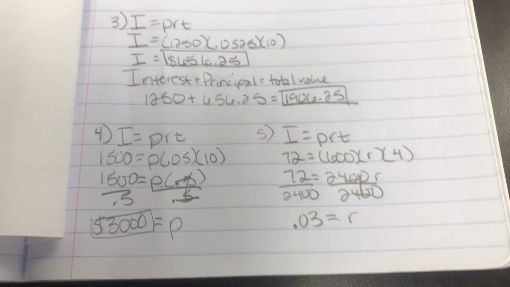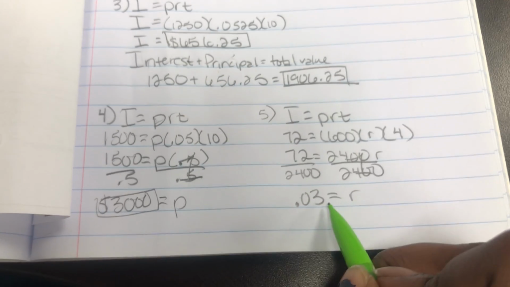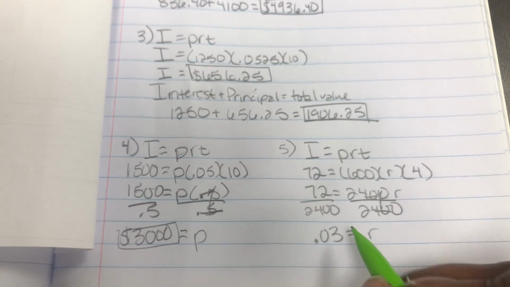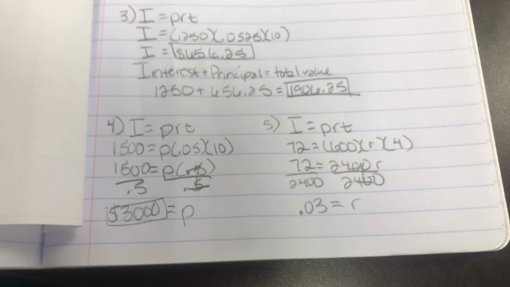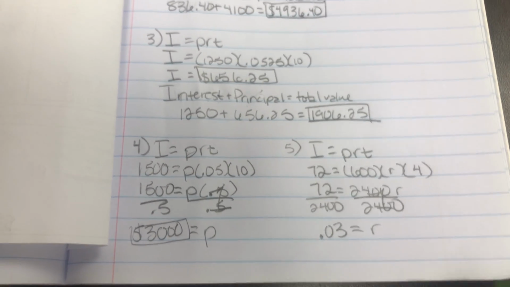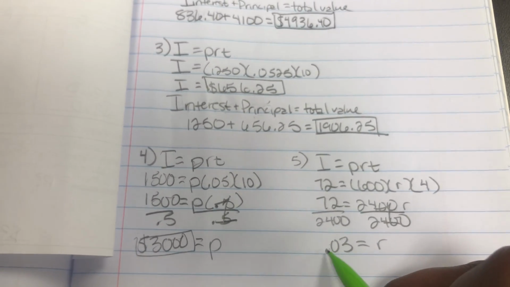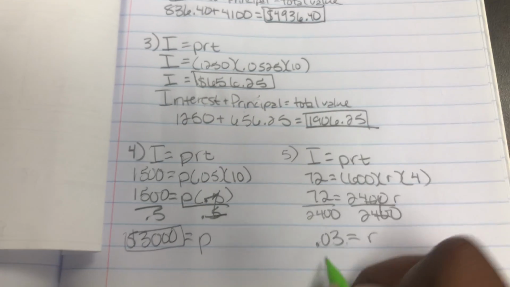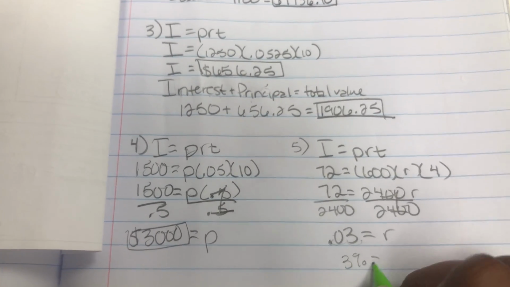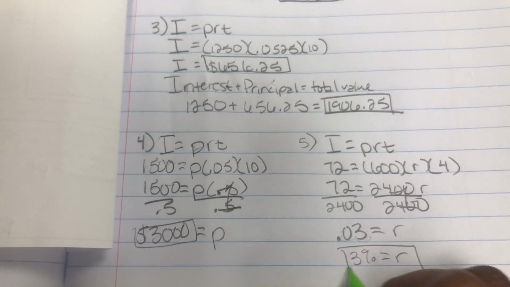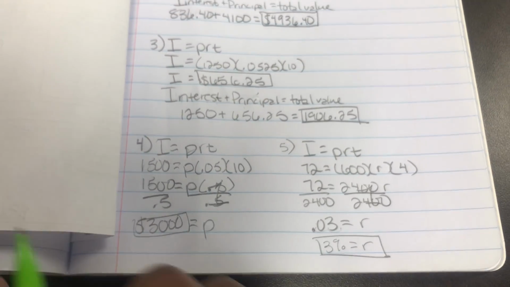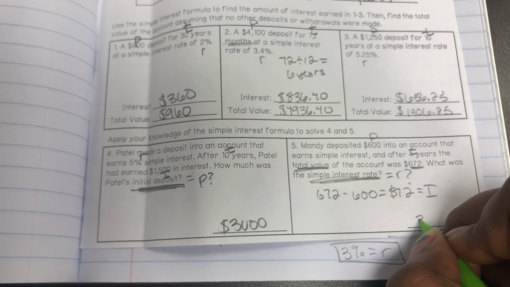0.03 for your rate, which is perfect because that's in decimal form if we were trying to multiply with it. But what if they wanted it in percent form, back into percent form? Yep, then you'd have to take this, move it over 2 times. So 3% equals your rate. And you're all done. So 3%.